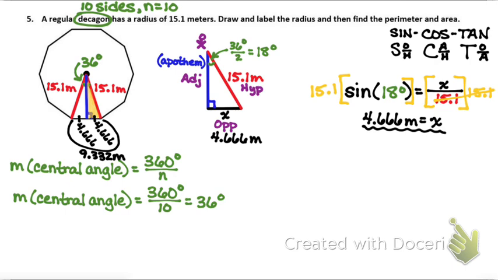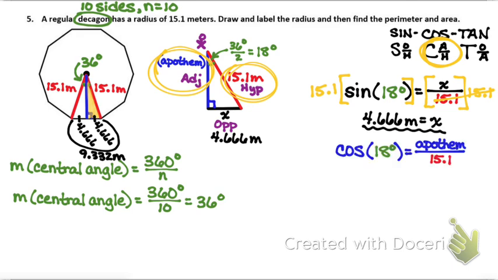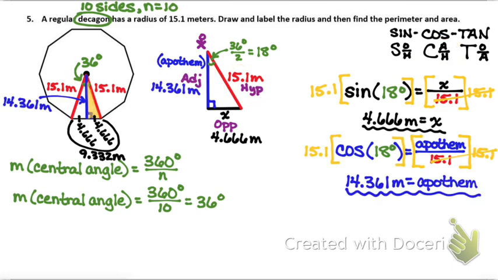Next, we need to find the length of the apothem. So we have our adjacent side and our hypotenuse, which means we are going to use the cosine function. We have our equation all set up. Cosine of 18 degrees equals the adjacent side, the apothem, divided by the radius of 15.1. So we're going to multiply both sides by 15.1 to find our apothem. You should find that the apothem is 14.361 meters. I've indicated that on our small broken out triangle, and then on our actual decagon here. So now it's time to find the perimeter and the area.